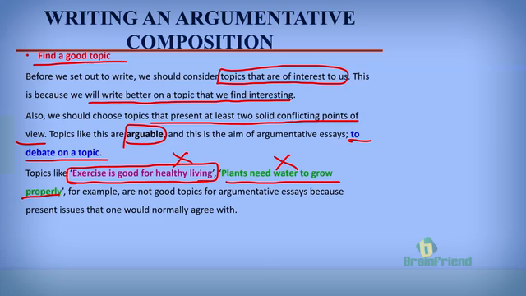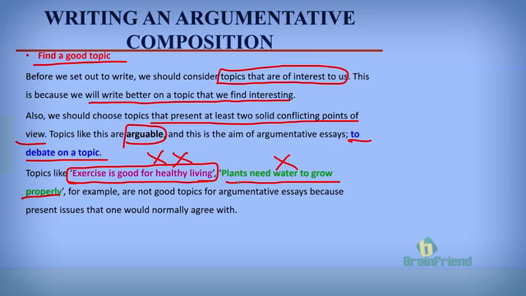If you say exercise is good for healthy living, that's a known fact. Nobody can argue on this topic to say that exercise is not good for healthy living, because it is a fact, scientifically proven, that exercise is necessary and is good for healthy living. So this topic is not arguable. Someone cannot stand against this topic.